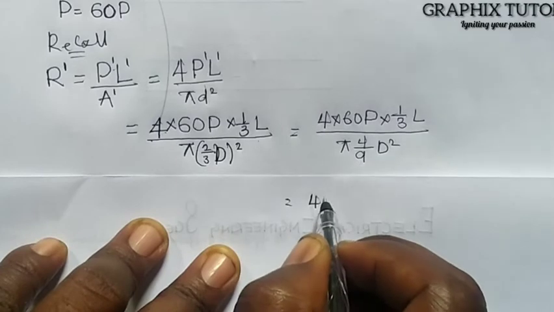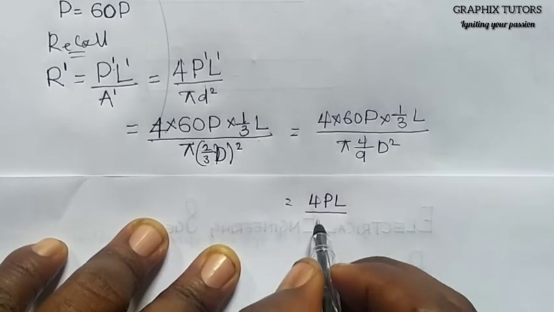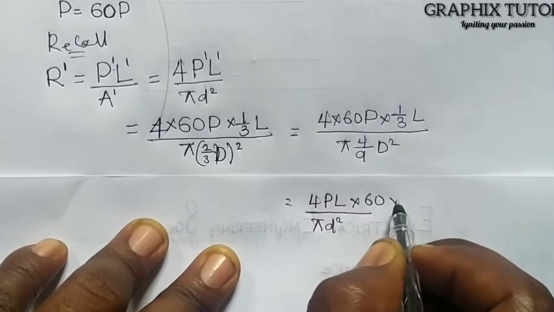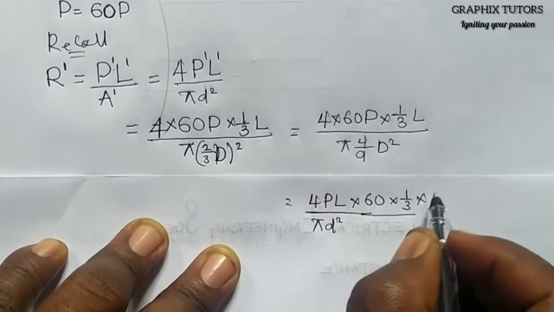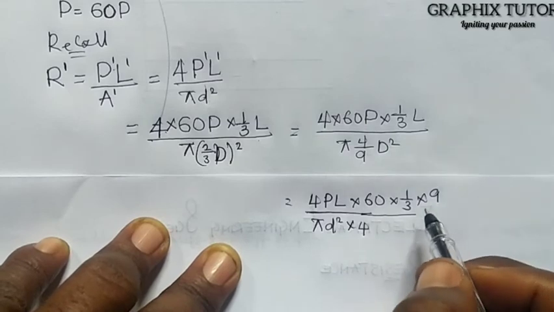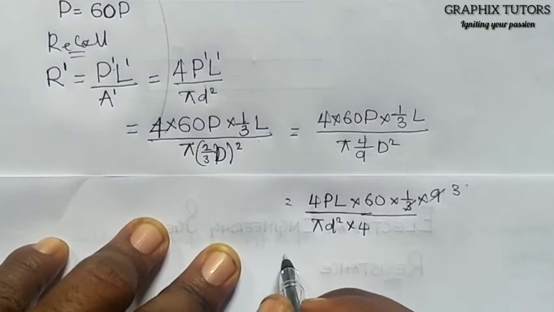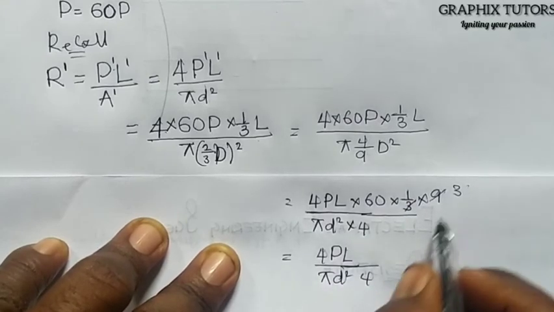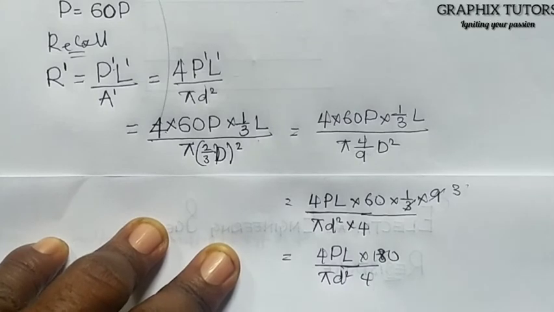So I'm going to have 4 rho L all over pi d square, then multiplied by 60 times 1 over 3. I brought these 3 together, all over multiply by 9, with 4 here. What I did is I separated them all. So 3 can go into 9, and 3 times 60 is 180. So I have 4 times L over pi d square all over 4 times 3 times this, which is 180. Right? So 4 can go into 180, that will be 45.